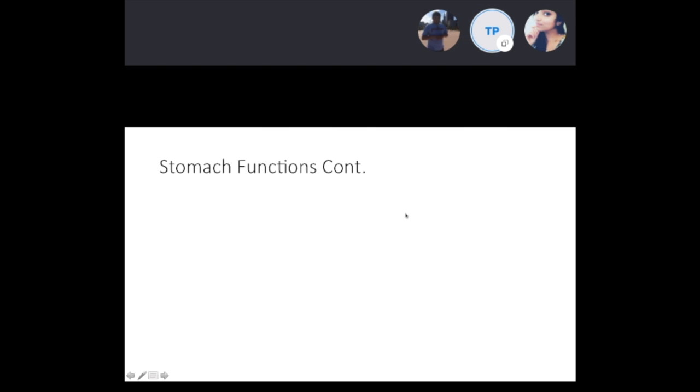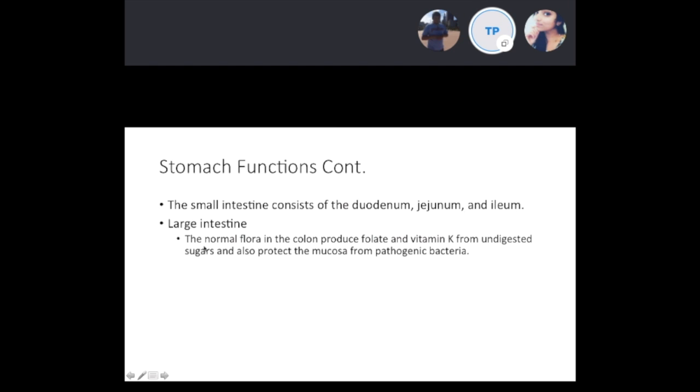And then lastly, some other functions include the small intestine, which consists of the duodenum, jejunum, and ileum. And then the large intestine: the normal flora in the colon produce folate and vitamin K from undigested sugars, which also protect the mucosa from pathogenic bacteria. That is the purpose it serves. The large intestine is especially prone to developing diverticula when intraluminal colonic pressure increases. It weakens the wall, and then increased pressure will cause outpouching.